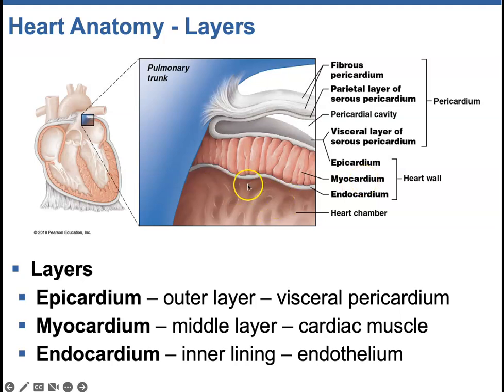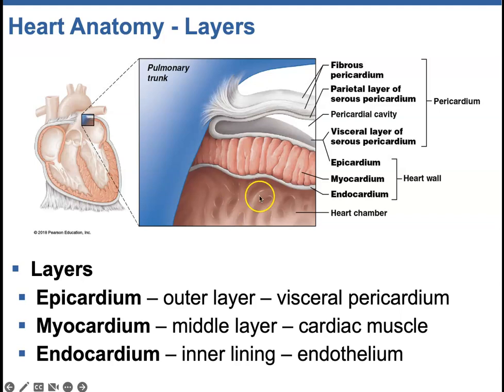Then the endocardium, this is the innermost layer, and this layer is the inner lining. What's really important about this lining is that it's actually kind of slimy, so that the blood does not end up getting stuck or clotted up against the actual wall of the heart.